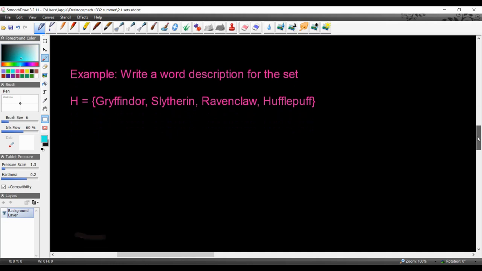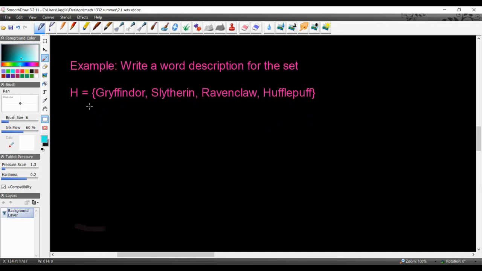Yes, we have one more. Example, write a word description for the set H. So in this set H, remember this means the set H. Okay, we have Gryffindor, Slytherin, Ravenclaw, and Hufflepuff. If you're not familiar with this, you're just going to have to trust me on this. But these are the houses of the Harry Potter universe.